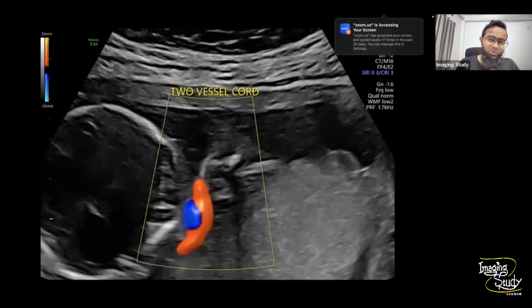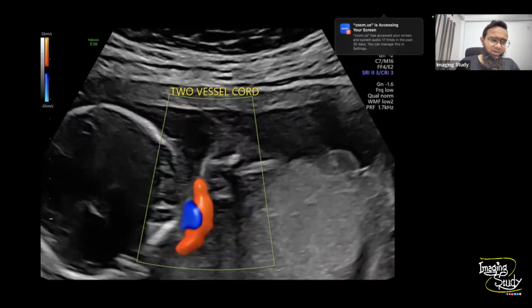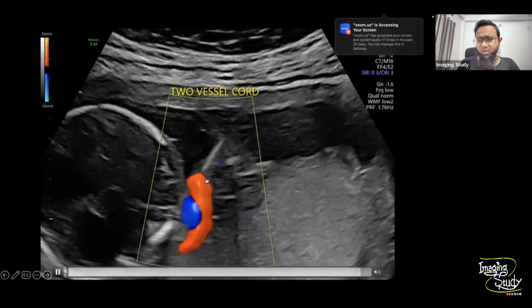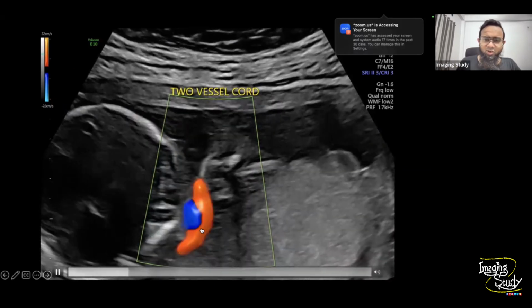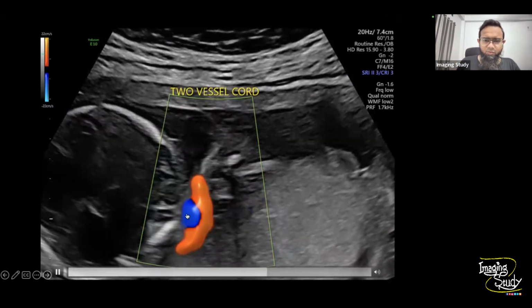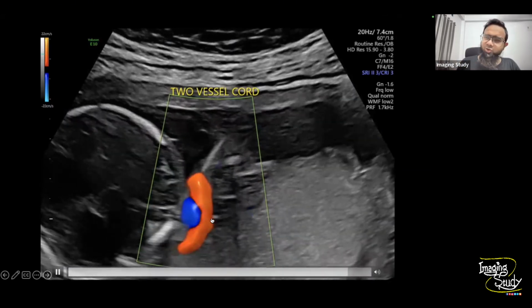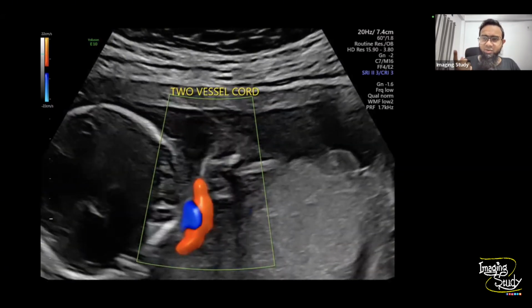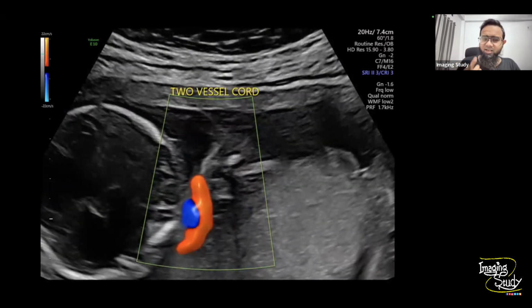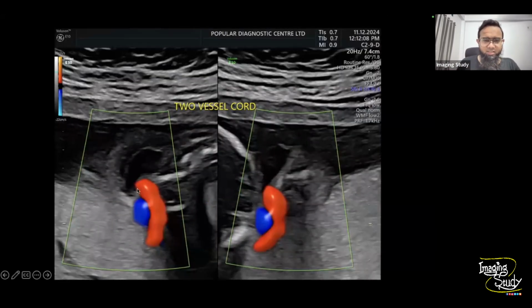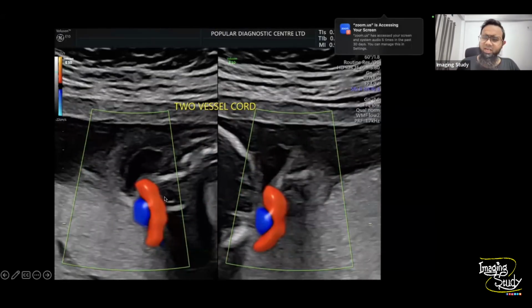Okay, now let's come to the cord. So here we saw a cord around the neck. This is a single cord, which might not be significant, but the cord is containing only two vessels. You see 1 and 2. It should have 3 vessels, 2 arteries and 1 vein, but here you can see 1 vein and 1 artery. So here we can see a 2 vessel cord. So it will conclude the diagnosis.